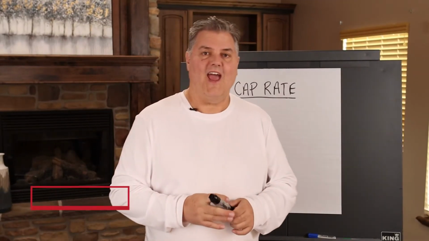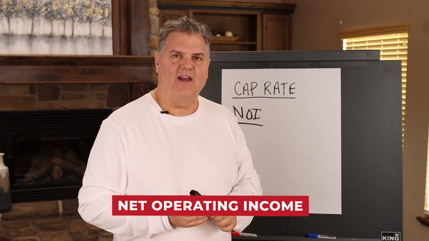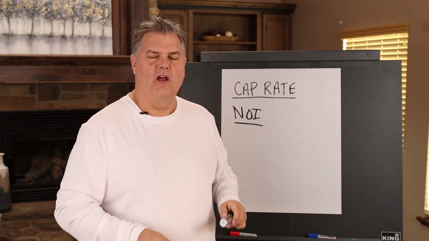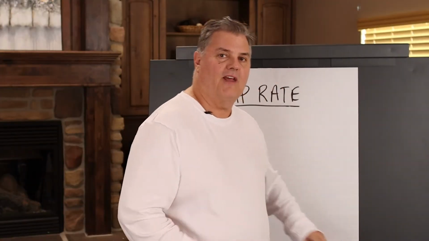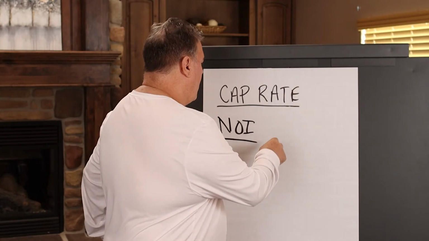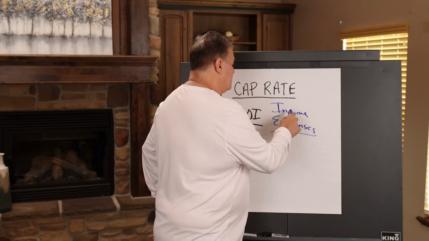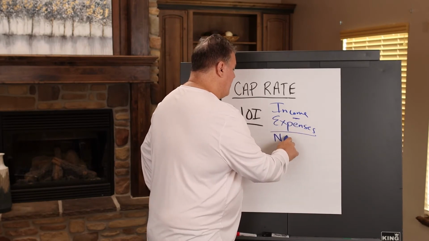So before we get into cap rate, let's talk about NOI. NOI means net operating income. What is net operating income? Because we need that number in order to determine the cap rate. So the net operating income is all the expenses of the property and we have the income. So the income minus the expenses gives us the NOI.